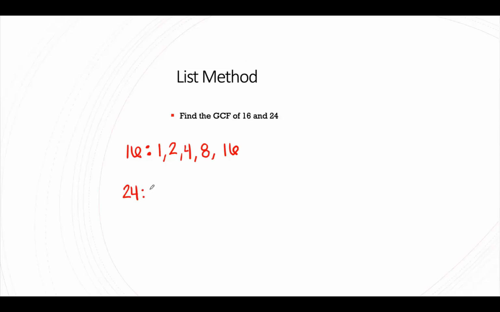Let's see, I know that 1 and 24 are both going to be factors. I know that 2 divides 24 into 12s. I know 3 divides 24 into 8s. And I'm running out of room, but I know that 4 divides 24 into 6. And then 6 divides 24 into 4, so I'm kind of coming full circle.